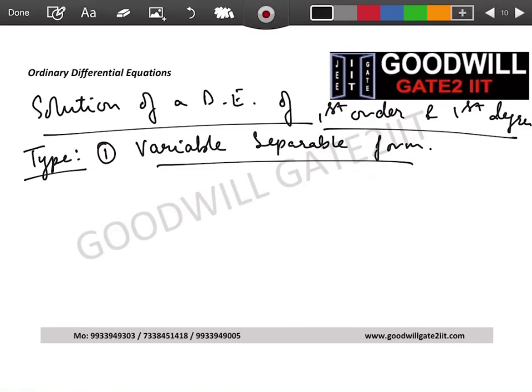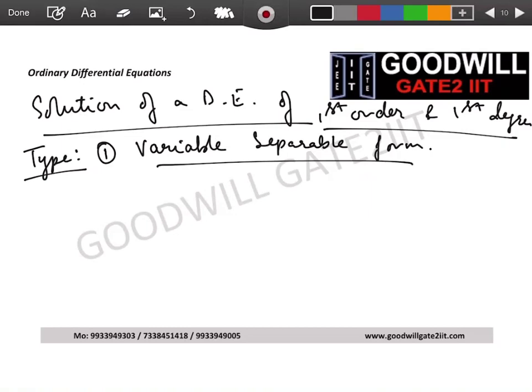General solution will be the solution which will have the arbitrary constants, which will be actually a complete solution, right? And particular solution will be the one which you will get by giving the particular values to your arbitrary constants, right?